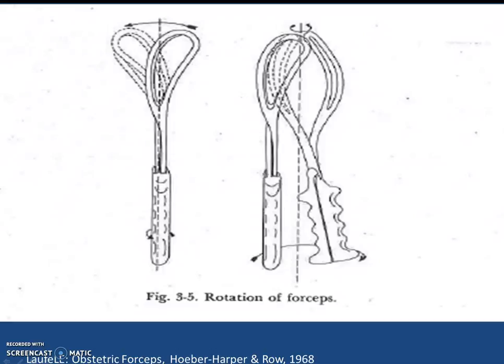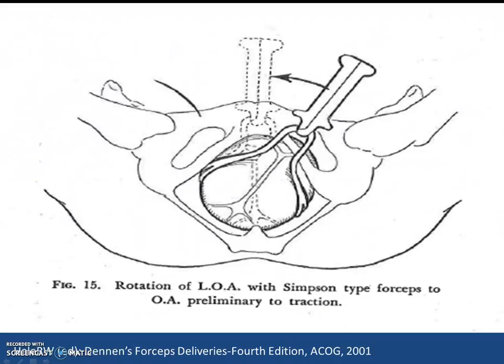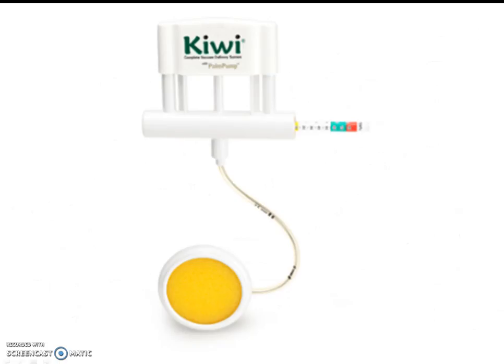Obviously, this is not needed with the Keelan forceps, which have a different design. And here shows, again, this type of rotation being done with a pair of Simpson forceps. Vacuum extraction, again, you have the instrument, which is a cup, followed by a piston device, which produces the vacuum.